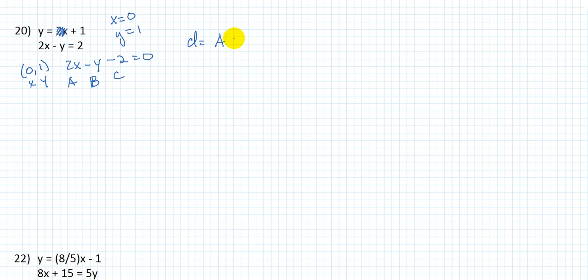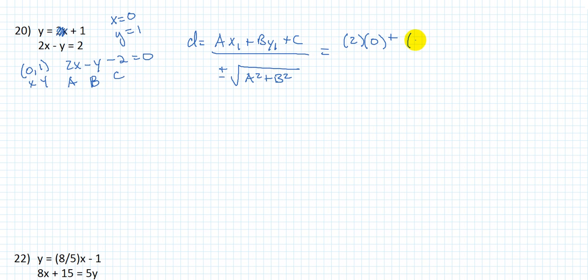So distance equals a x1 plus b y1 plus c, all over plus or minus the square root of a squared plus b squared. Hopefully you can do that in your sleep by now. Let's see, a is 2, x is 0, that cancels out, plus b, which is negative 1, times 1 for y, and then plus negative 2 for c, and we're going to plus or minus the square root of, and that's negative, so that would be positive.